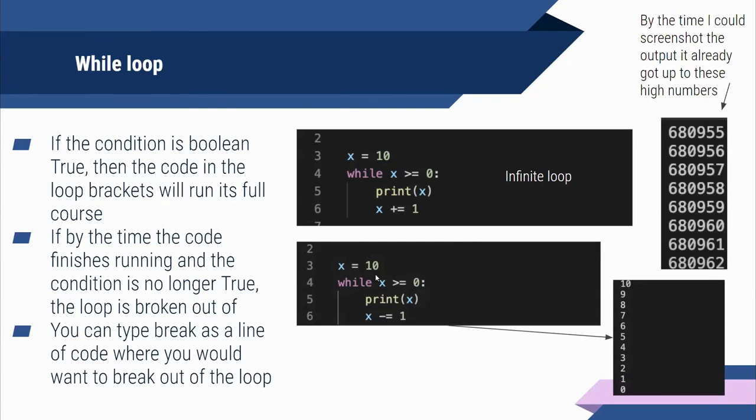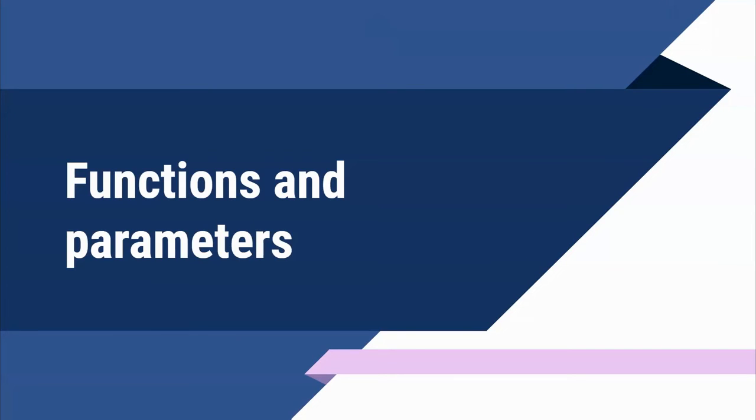Oh yeah. So this is a while loop where it doesn't have an infinite loop. In this case, it decrements x every time, which means x will slowly go closer to 0. And then once x is less than 0, because it's no longer greater than or equal to 0, the while loop will stop, and the last number it will print is 0.